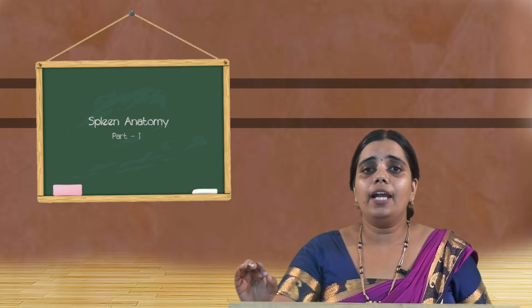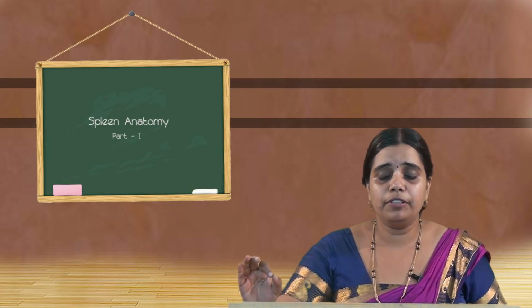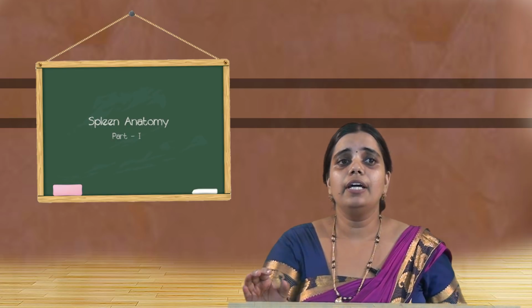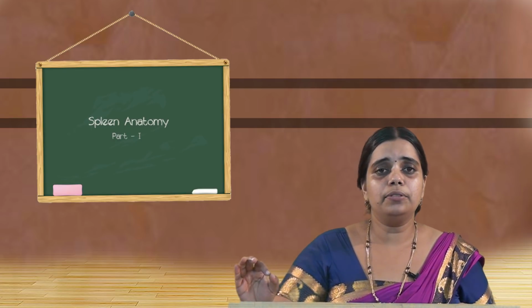Spleen runs parallel to the 10th rib. This is one of the very important points we should remember. Spleen runs parallel to the 10th rib.